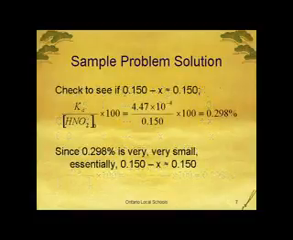I want to just show you again mathematically the justification for why we can drop the X out of the 0.150 minus X, and there's the calculation. Since it's very, very small, we will leave the equilibrium concentration of nitrous acid as 0.150 moles per liter.